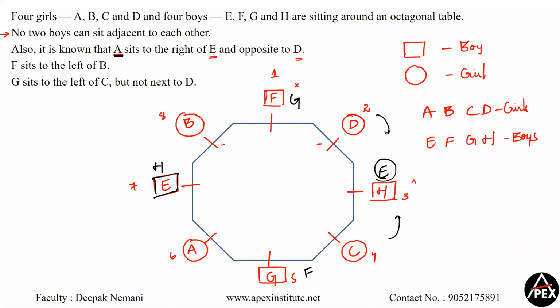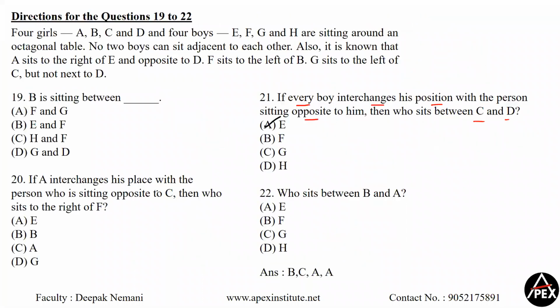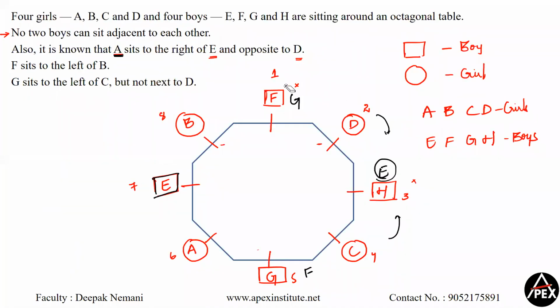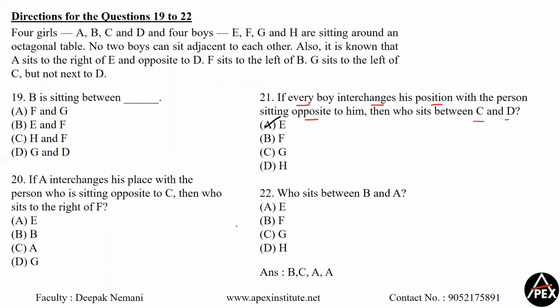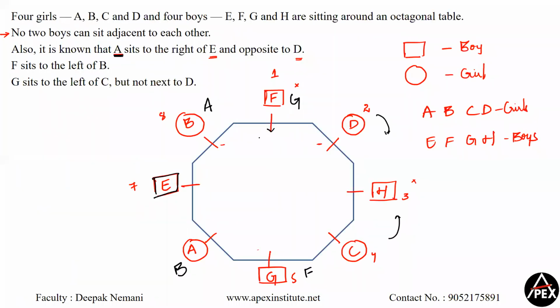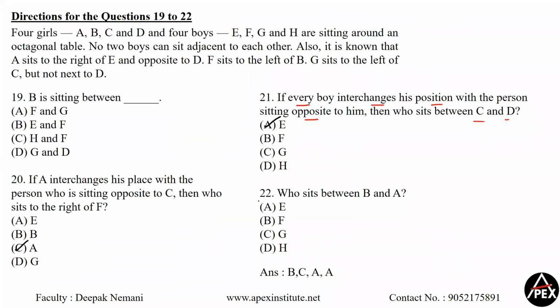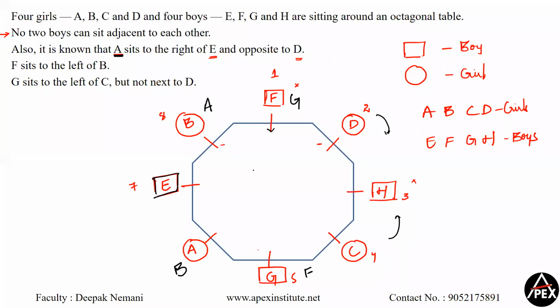Which question? Second question. Yeah. So if A interchanges his place with the person who is sitting opposite C, so if A is here and B is here, then who sits to the right of F? So we have A sitting to the right of F. Clear? Any doubts?